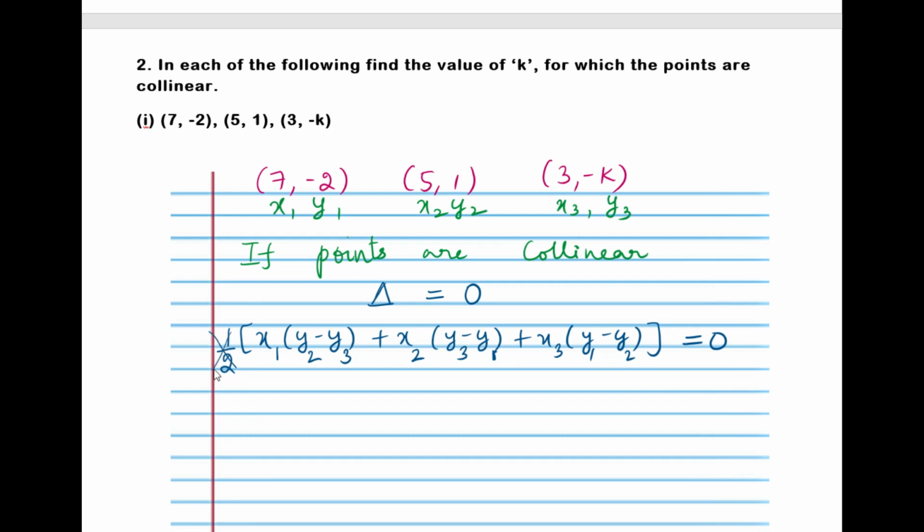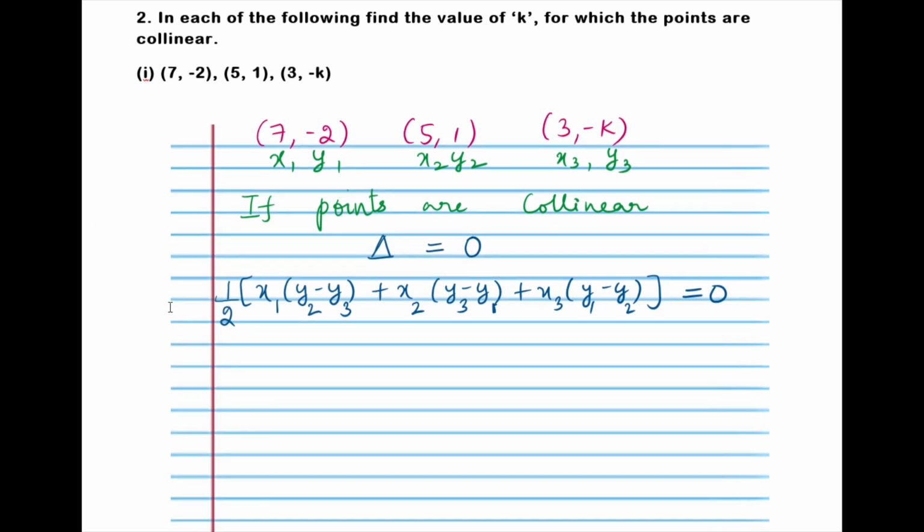Now I'll not write this. What is x1? x1 is 7 into y2 is 1 minus y3 is minus k, minus of minus k, then plus x2 is 5, y3 is minus k, minus y1 is minus 2, plus x3 is 3, y1 is minus 2, minus y2 is 1 equals what? 0.